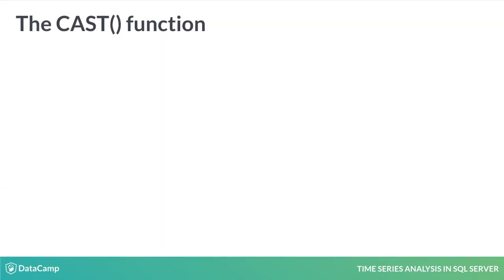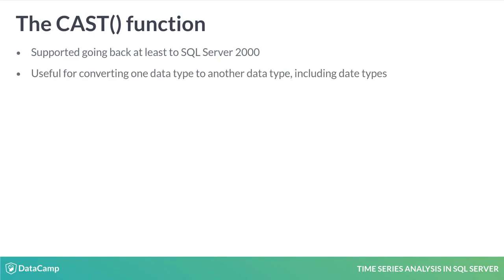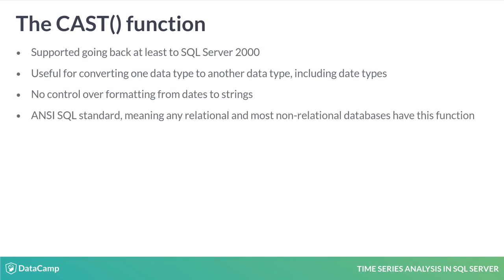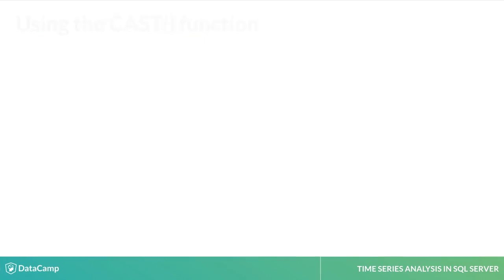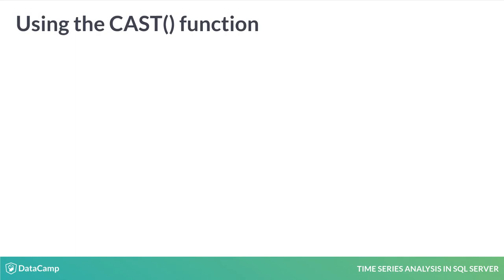The cast function has been in SQL Server for over 2 decades. It lets us convert one data type to another data type, such as an integer to a decimal. When using cast, we have no control over the way the function turns our dates into strings. On the positive side, though, cast is part of the ANSI SQL standard, which means almost every database which implements SQL will have it. Let's look at an example of casting.